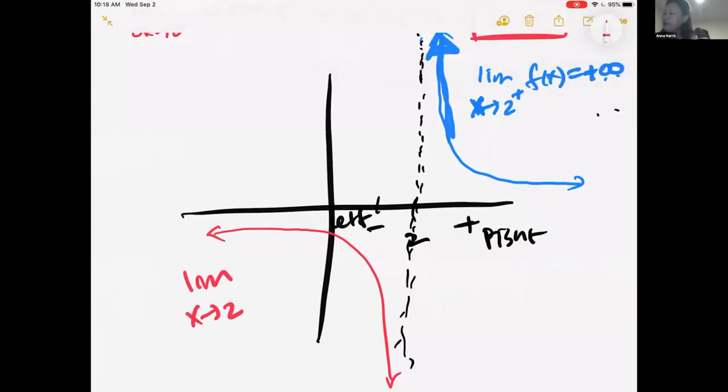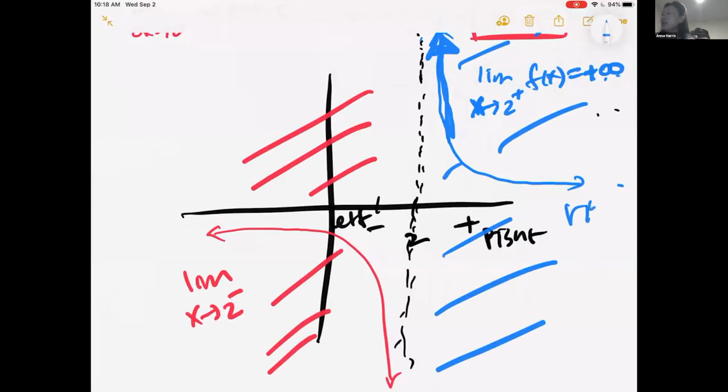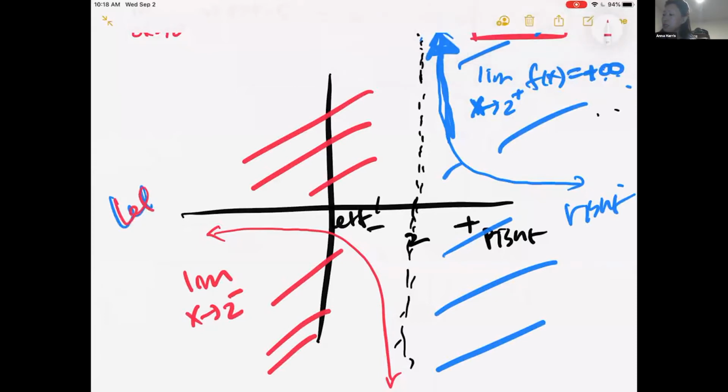x approaches 2 from the left-hand side. So I'm looking at this side. This is my left. That's my right. Are you with me? Okay, what's my answer for this function? What does this one keep going to as x approaches 2? It keeps going down, doesn't it? So it's negative infinity.